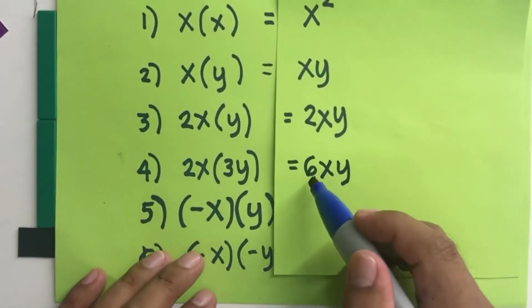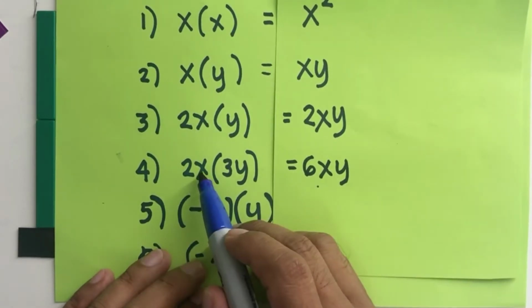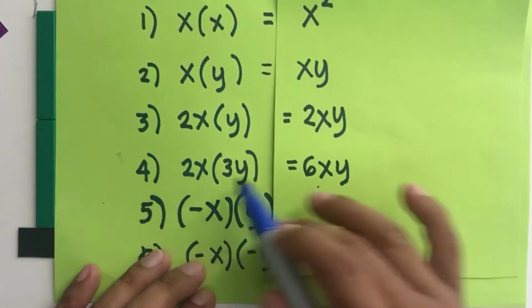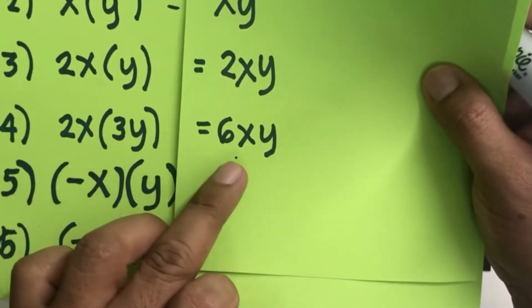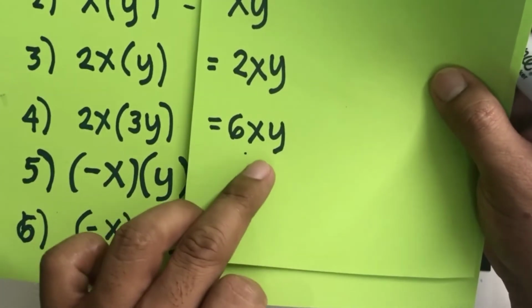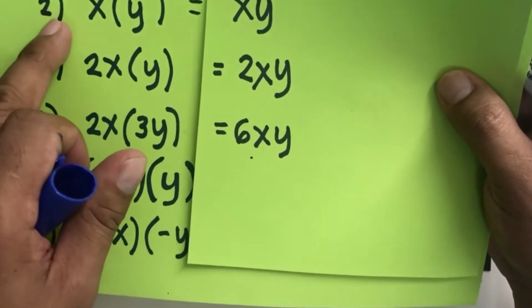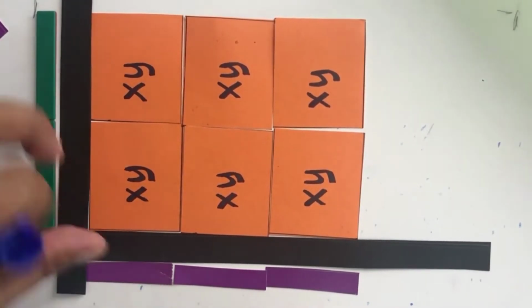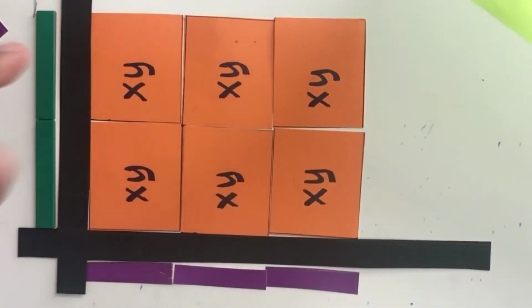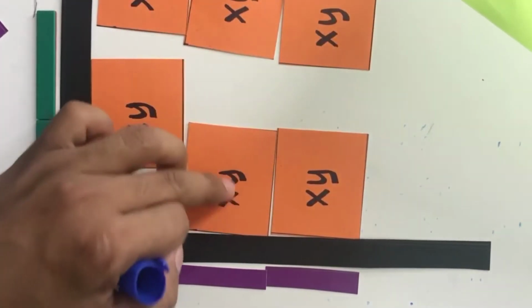Notice that you can get that 6 by multiplying 2 times 3. 2 times 3 is 6. And then copy the x, copy the y. So that's what's happening when we are multiplying polynomials. You multiply the numerical coefficient and then you multiply the variables. 2 times 3 is 6. X times y is xy, as we have noted in number 2. So visually, 2x times 3y is 6xy. 6xy means 6 rectangles with a dimension of xy.